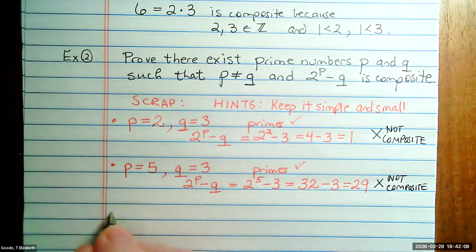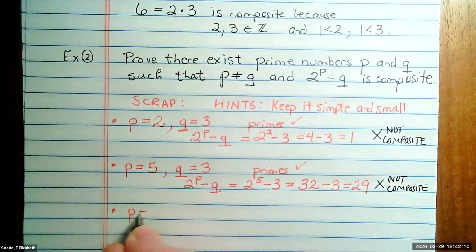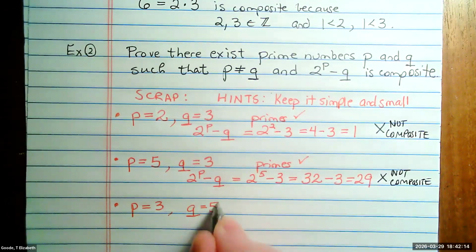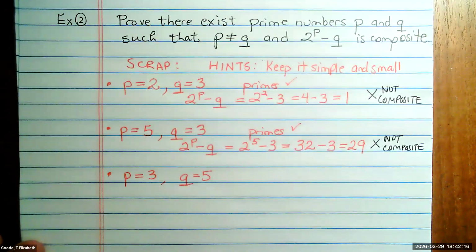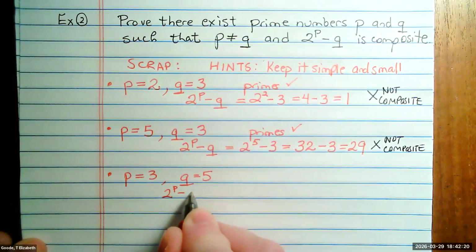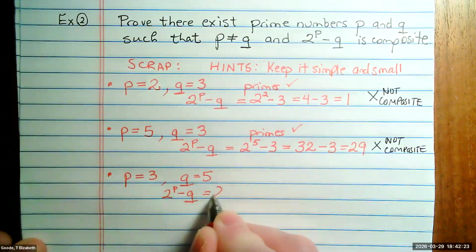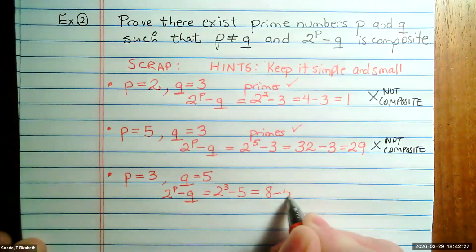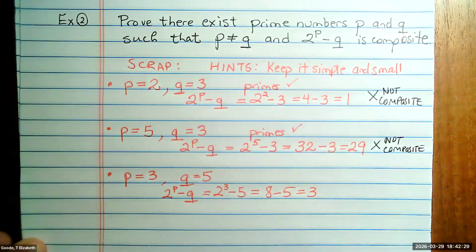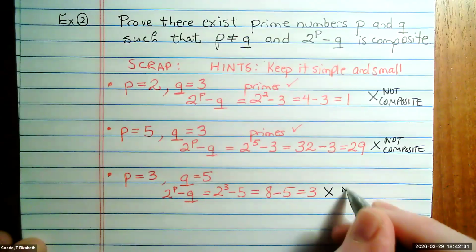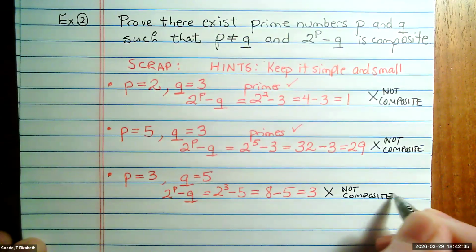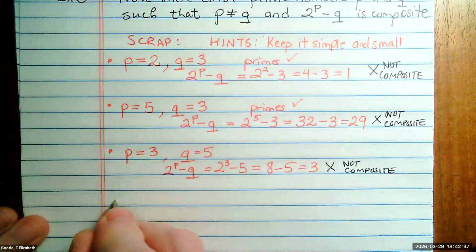What if we switch it around and we use P equals 3 and Q equals 5? How about we try that? All right, 2 to the P minus Q is 2 cubed minus 5. That's 8 minus 5. That's 3. And that's not composite because it's prime. All right, we've got to keep trying.